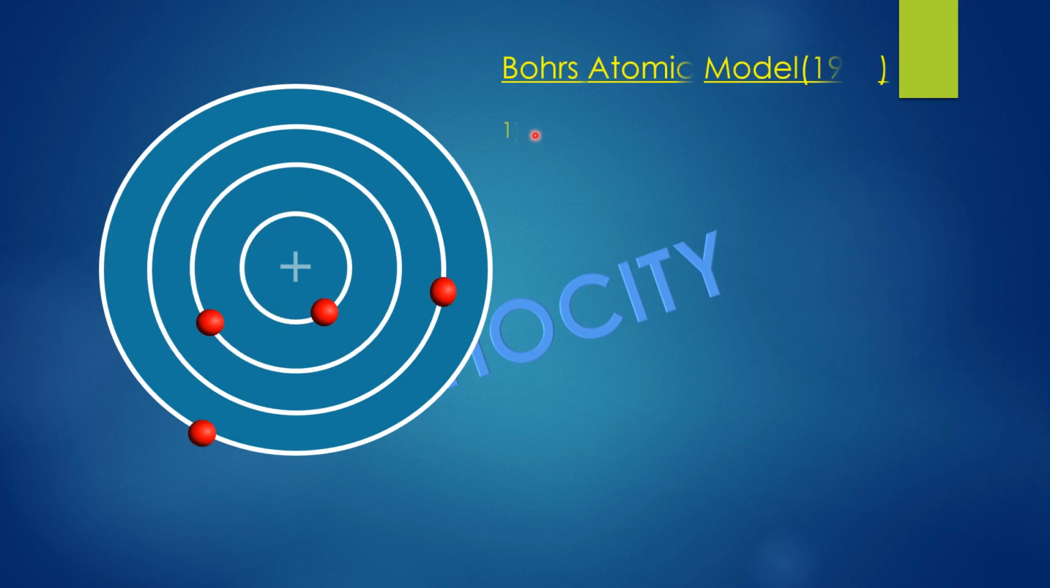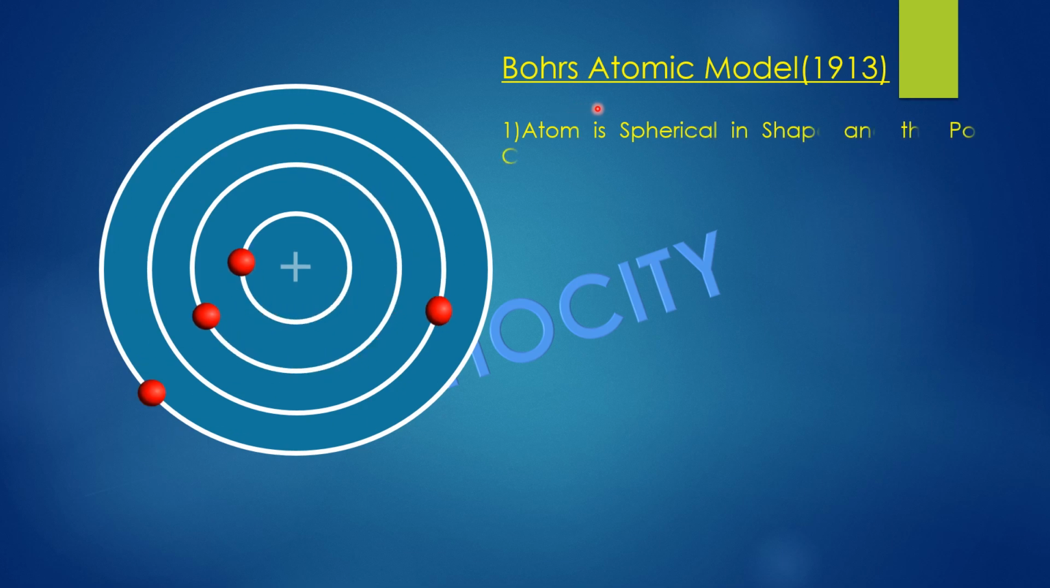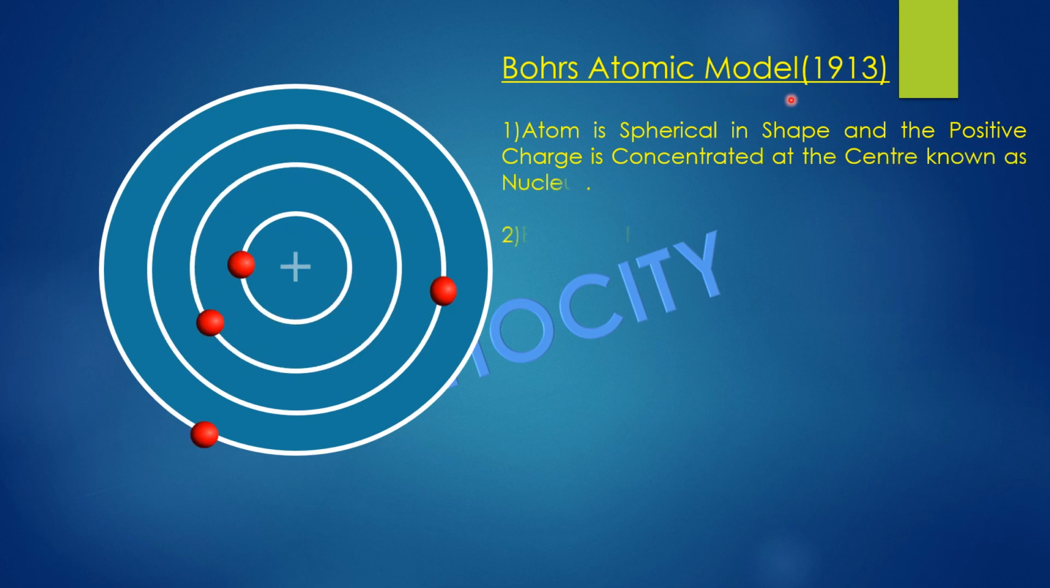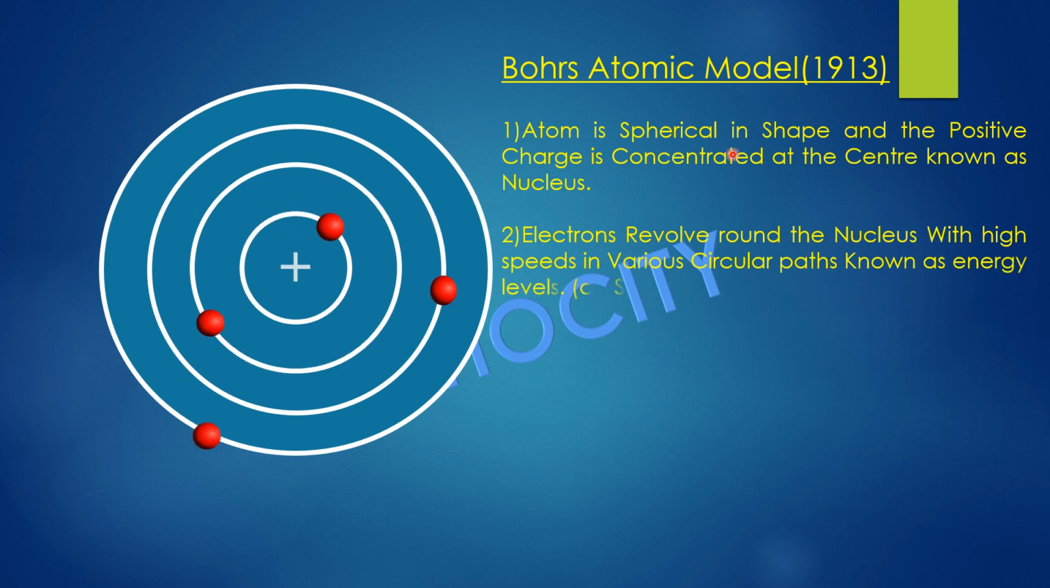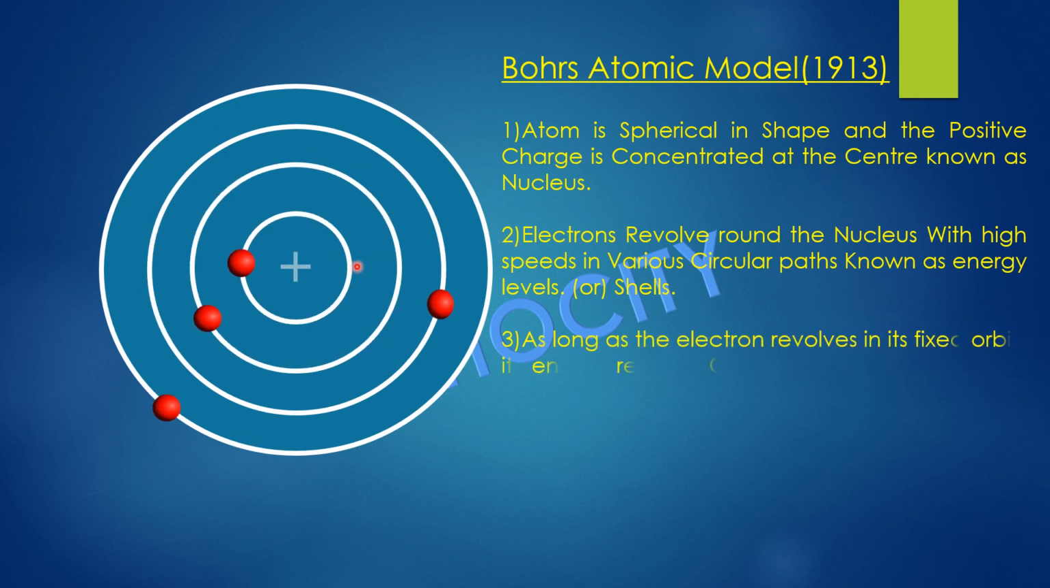So in the year 1913, after careful study of the hydrogen emission spectrum, Niels Bohr proposed his atomic model. As per his theory, the atom is spherical in shape, and the positive charge is concentrated at the center, known as the nucleus. This was also proposed by Rutherford.